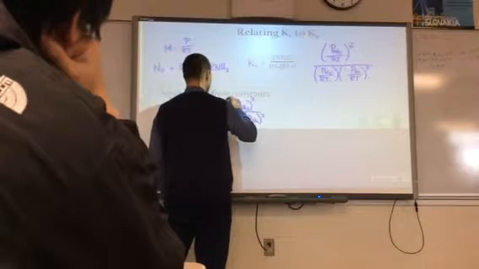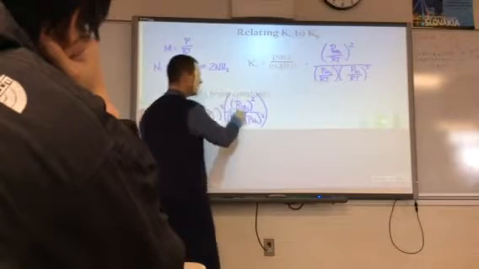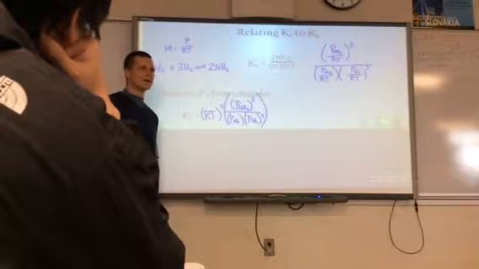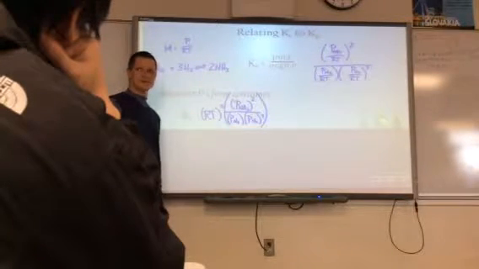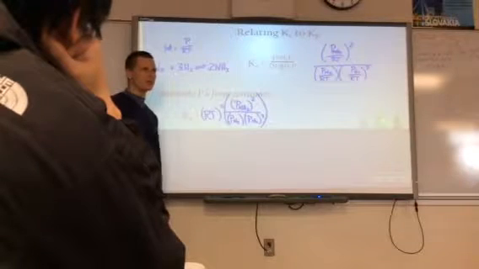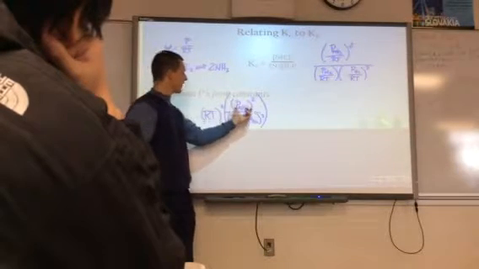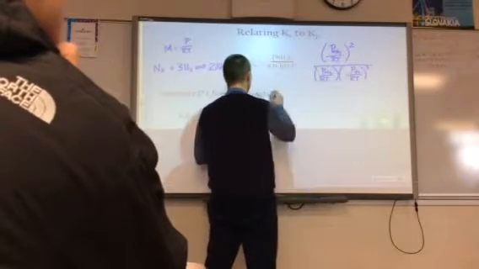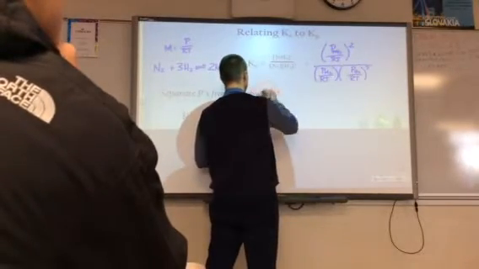Now, what do you see inside of the big parentheses? That's Kp, the pressure of the product divided by the pressure of the reactant. This is the Kp expression. So, that thing right there is Kp.